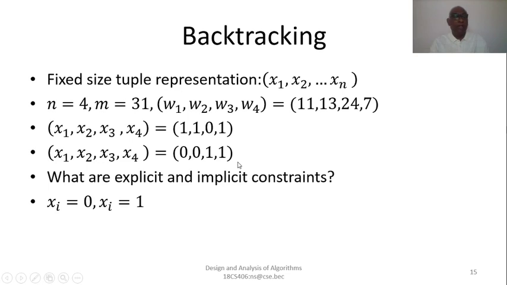And because it's a fixed tuple representation, you always have n values present in the answer. And these n values correspond to the values of xi, which represent the ith weight is included or excluded. And hence, the implicit constraint is expressed as sigma i equal to 1 to n of xi wi is equal to m. So that concludes the preliminary aspects of backtracking, notations involved, formalisms, and a couple of examples which explain different aspects of backtracking.